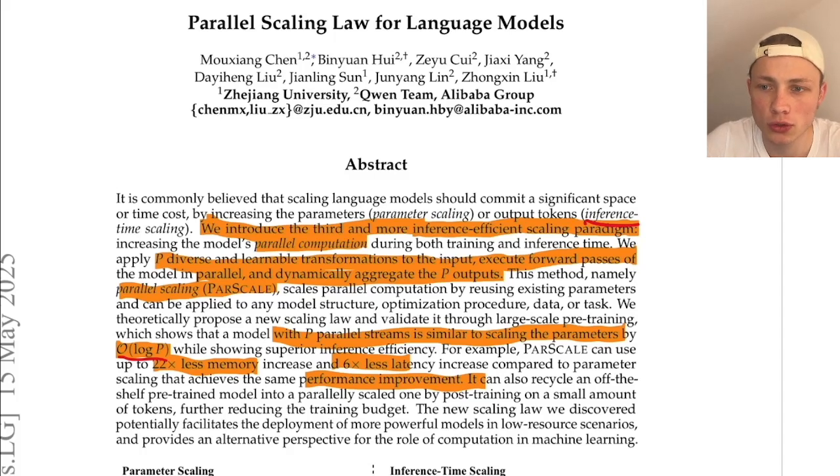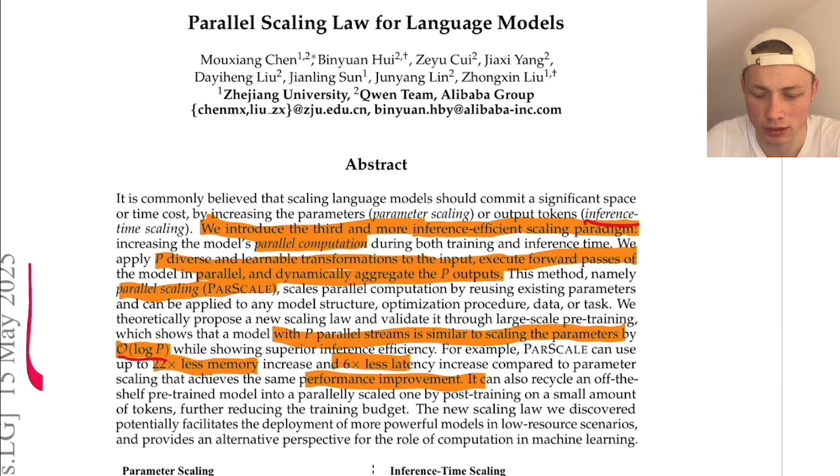Welcome to this video. Today we're talking about the parallel scaling law for language models. This paper was published 6 days ago by the Qwen team at the Alibaba group. And the idea is that the authors are introducing a new paradigm called parallel scaling, okay?